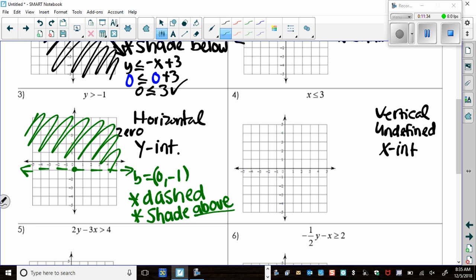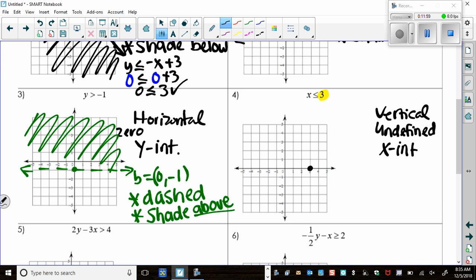So when I have x and a number, I know that I'm going to have a vertical line. It's going to have an undefined slope, and what's given is my x-intercept. So this 3 right here, let me highlight it. This is not my y-intercept. This is my x-intercept. So I'm going to plot that point right there.